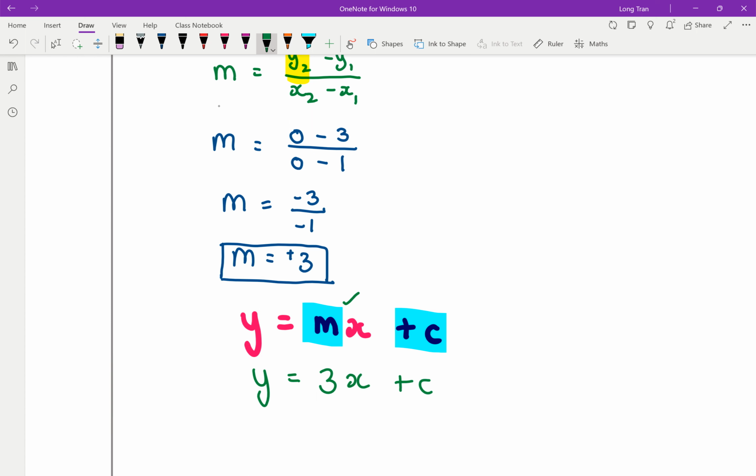Now, I haven't taught you how to find c yet. I'll be showing you that in our next lesson. But right now, this is what I want you to be able to do. So, to find m.